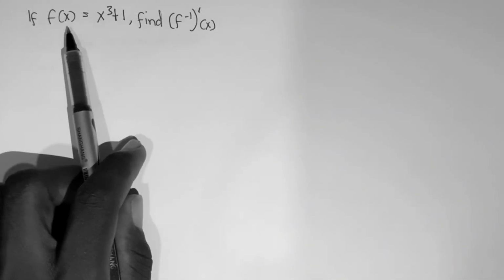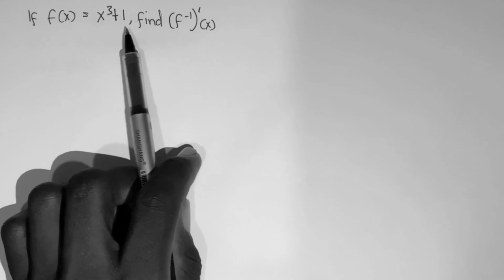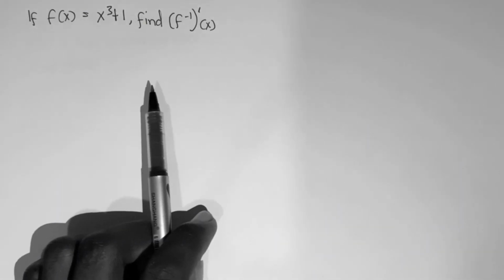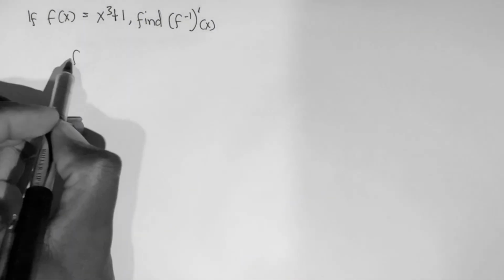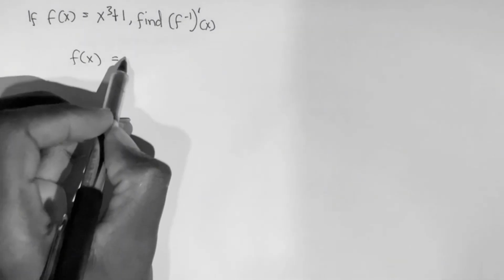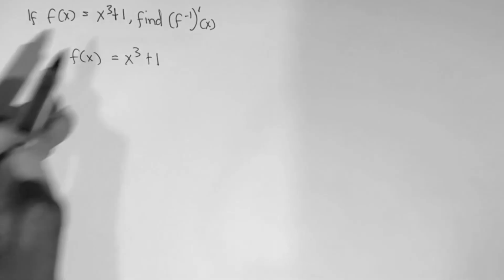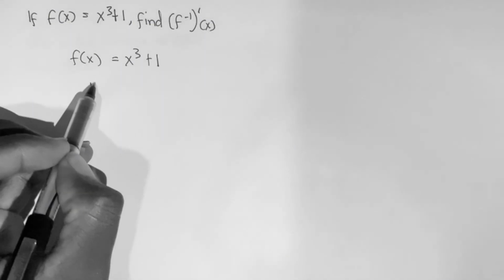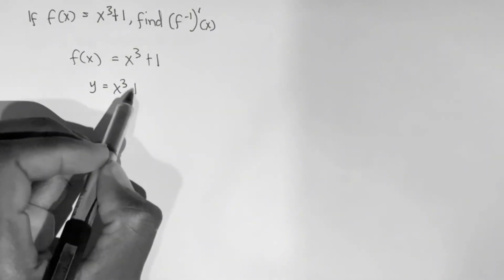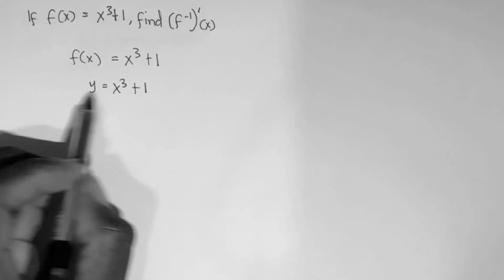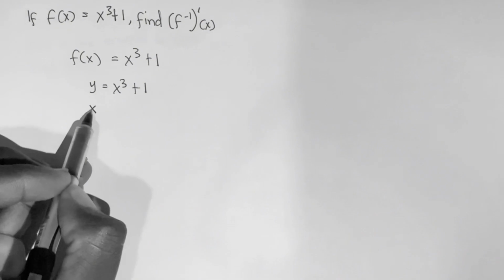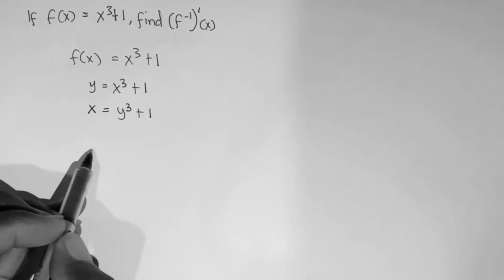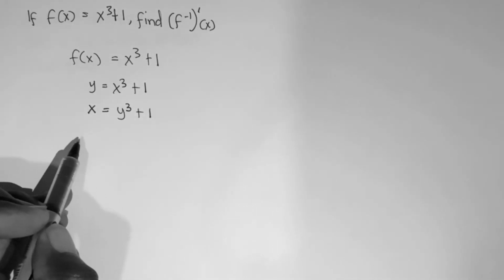If f of x is equal to x cubed plus 1, find the derivative of f inverse of x. So f of x is equal to x cubed plus 1. So let's find the inverse of f of x. So let y be equal to x cubed plus 1. Now, interchange x and y, which will make x is equal to y cubed plus 1. Then now solve for y.